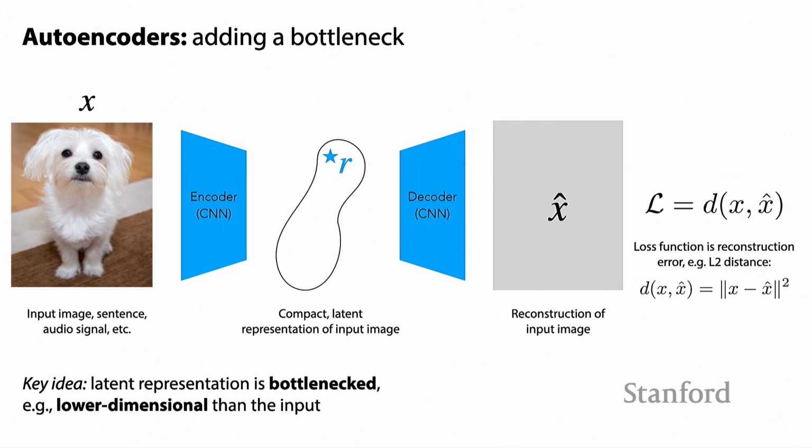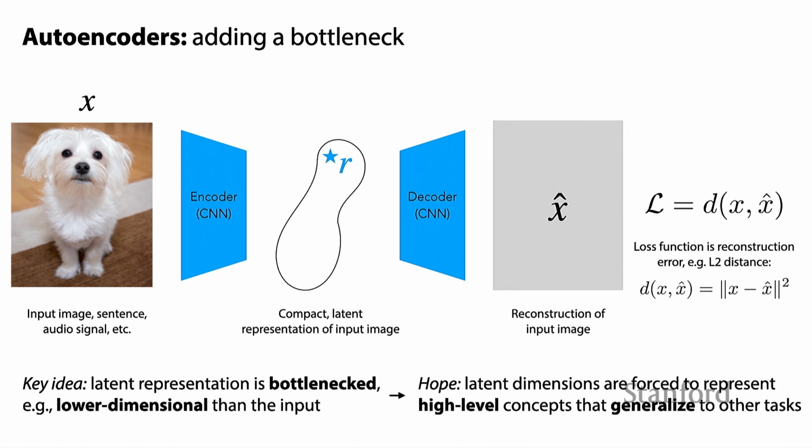The most common, maybe most intuitive type is just to make it lower dimensional. So we might have an image that's 100 by 100 pixels, and our representation might only be 64 dimensions. Intuitively, it's much harder to just copy the whole image into this low-dimensional space. And so the hope is that these latent dimensions in our representation will be forced to represent some high-level concepts that are more efficient in storing information than just memorizing 1 pixel at a time.